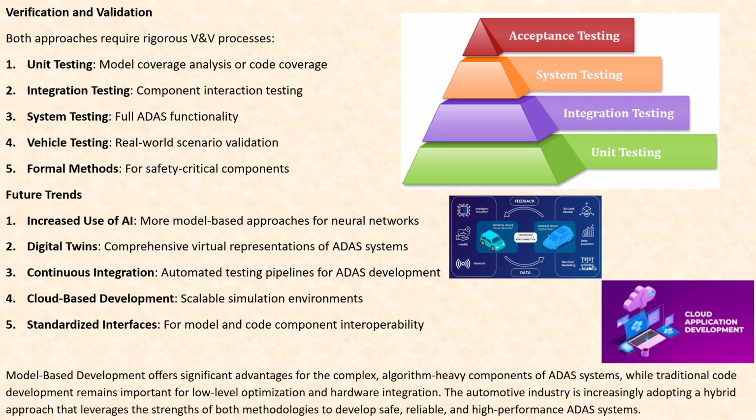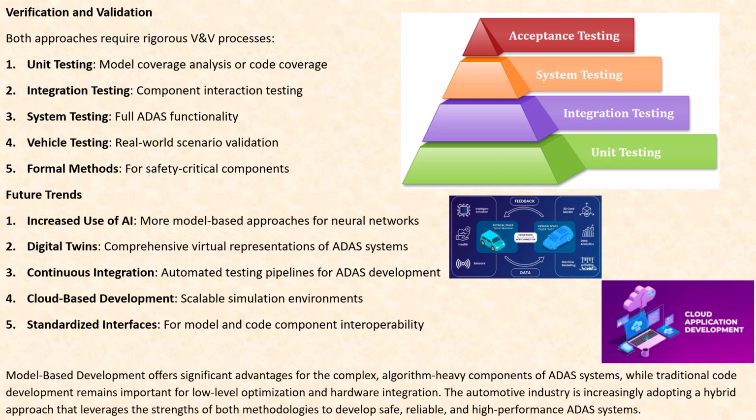Now what are the various steps in verification and validation? Unit testing, integration testing, system testing, vehicle testing, and formal methods. All these things are clearly explained in the session about in-loop testing. You will find a clear, elaborate explanation about all these above mentioned testing methods in the in-loop testing session.